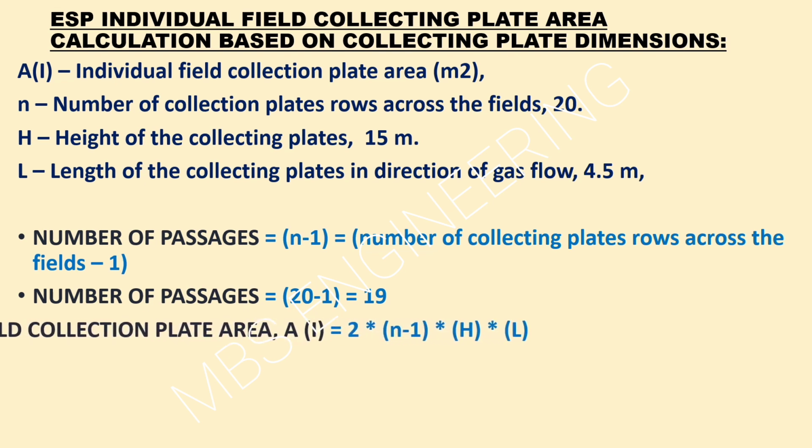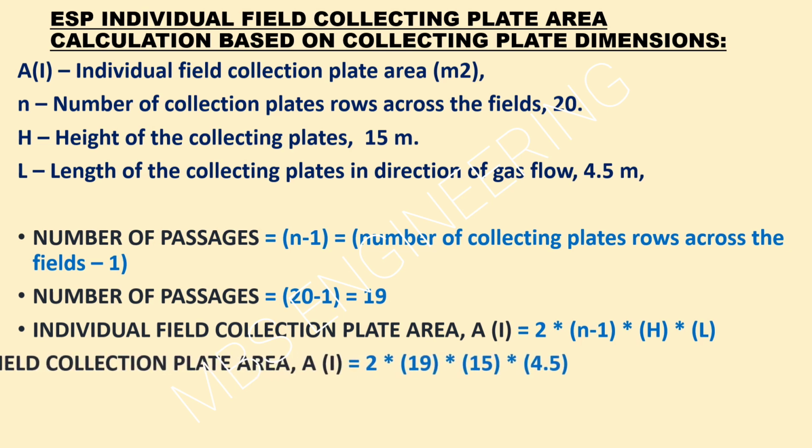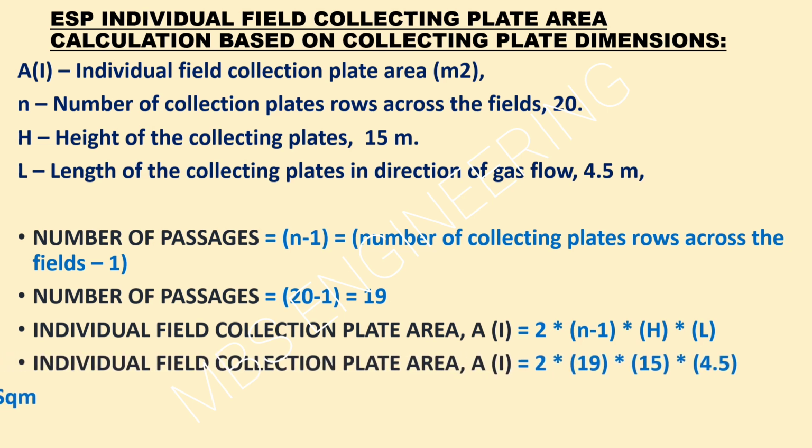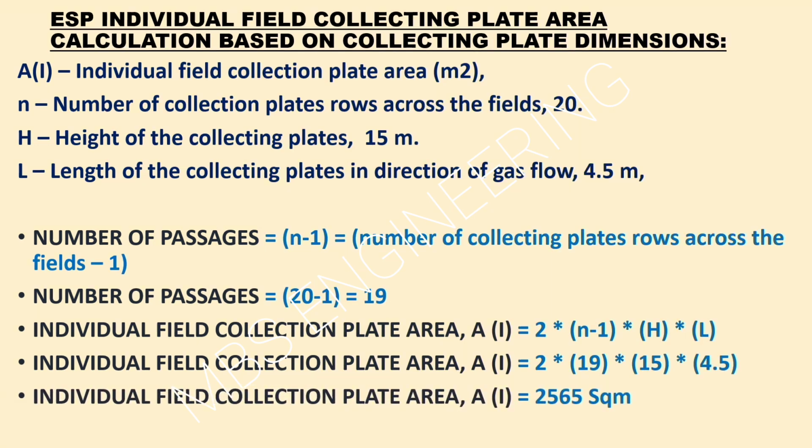Next, the individual field collection plate area calculation. Individual field collection plate area, AI, is equal to 2 multiplied by number of passages multiplied by height multiplied by length. AI is equal to 2 multiplied by 19 multiplied by 15 multiplied by 4.5. Based on the above equation, individual field collection plate area AI is equal to 2565 square meters for this field in the ESP system.